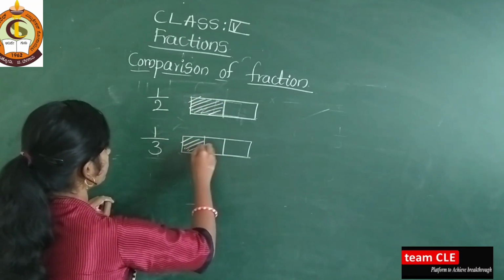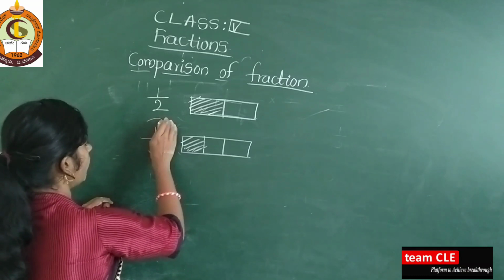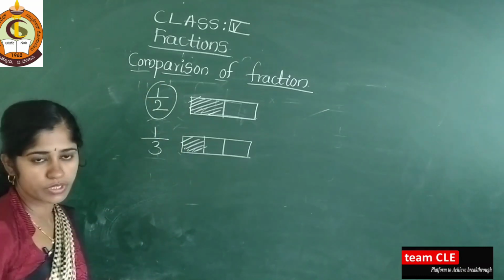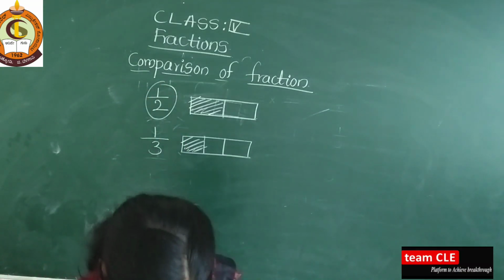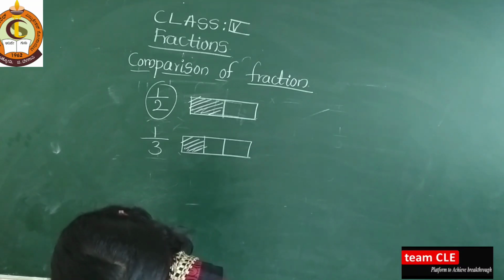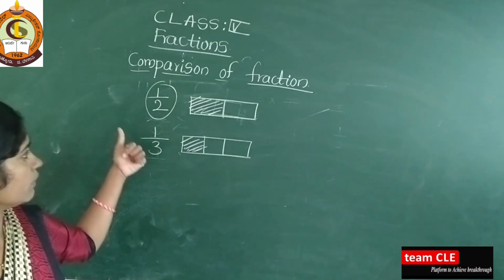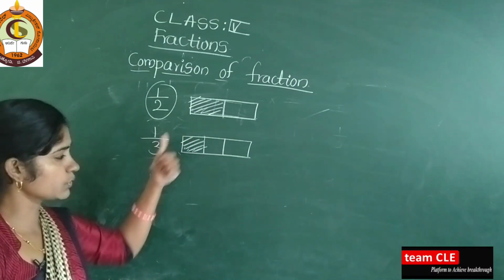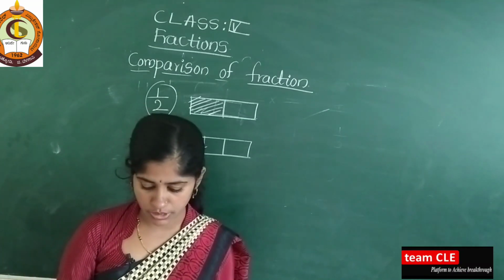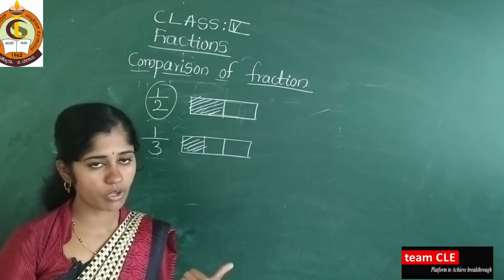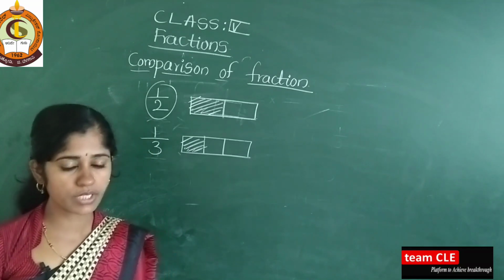Then which is greater here? 1 by 2 is the greater. Okay, color the required number of parts and see which is greater. So here 1 by 2 is the greater, and to shade this you use crayons. 3 are there, among them I have solved here 1 and 2 you do as homework.